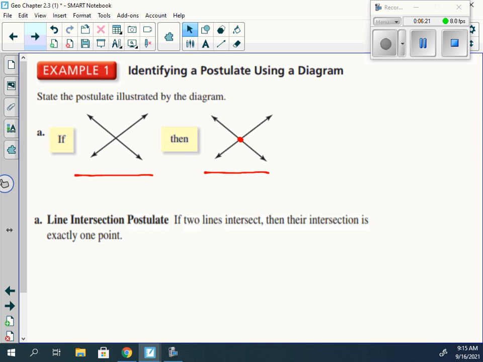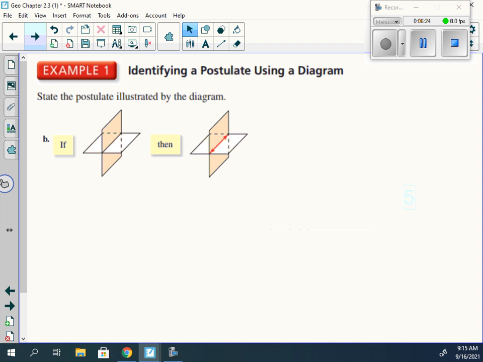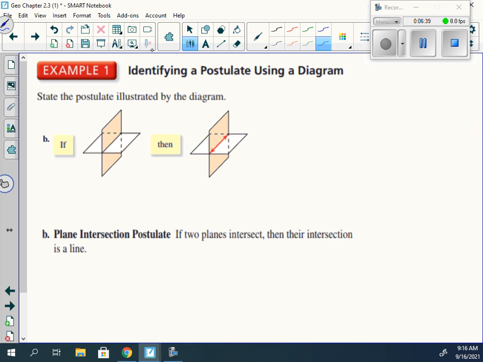Are you ready for the next one? State the postulate illustrated by the diagram. So what do we have? If what? Then? It'll be the plane intersection postulate. If two planes intersect, then their intersection is a line, is what the postulate actually states. But it is the plane intersection postulate. Questions on this here?